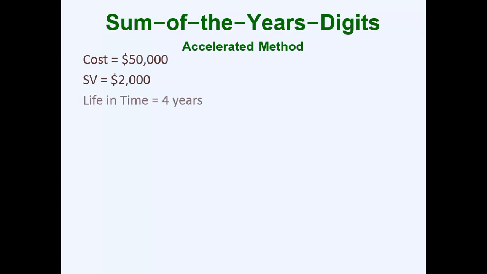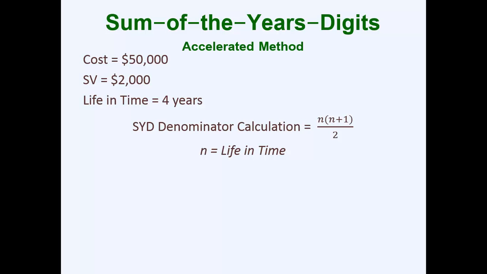How do we calculate it? Same example from the other video. Cost $50,000, salvage $2,000, life in time 4 years. So how do we calculate the sum of the year's denominator? This is just to come up with a denominator. So it's a couple of steps here.